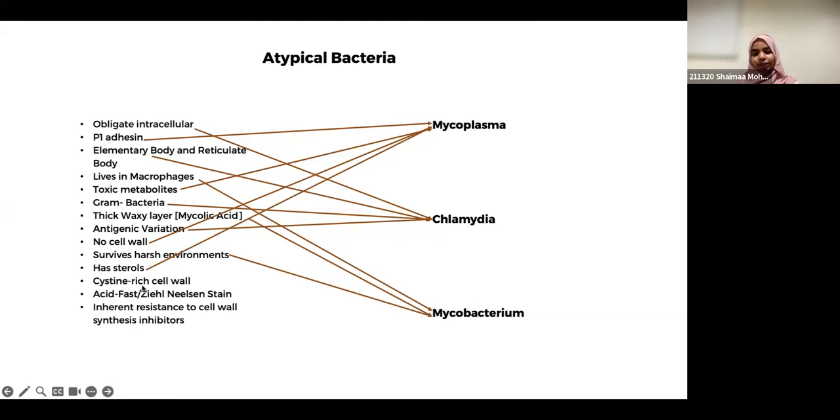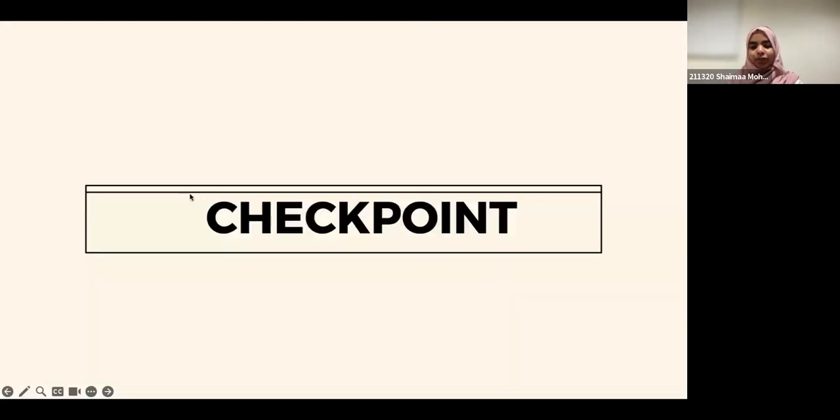Which one has a cysteine-rich cell wall? Chlamydia. So CC, cysteine. Which one can stain with acid-fast or Ziehl-Neelsen stain? Mycobacterium. Perfect. And the last thing, which one has an inherent or innate resistance to cell wall synthesis inhibitors? Mycoplasma, because it doesn't have a cell wall. Okay, perfect. So checkpoint. Do you guys have any questions regarding the previous?